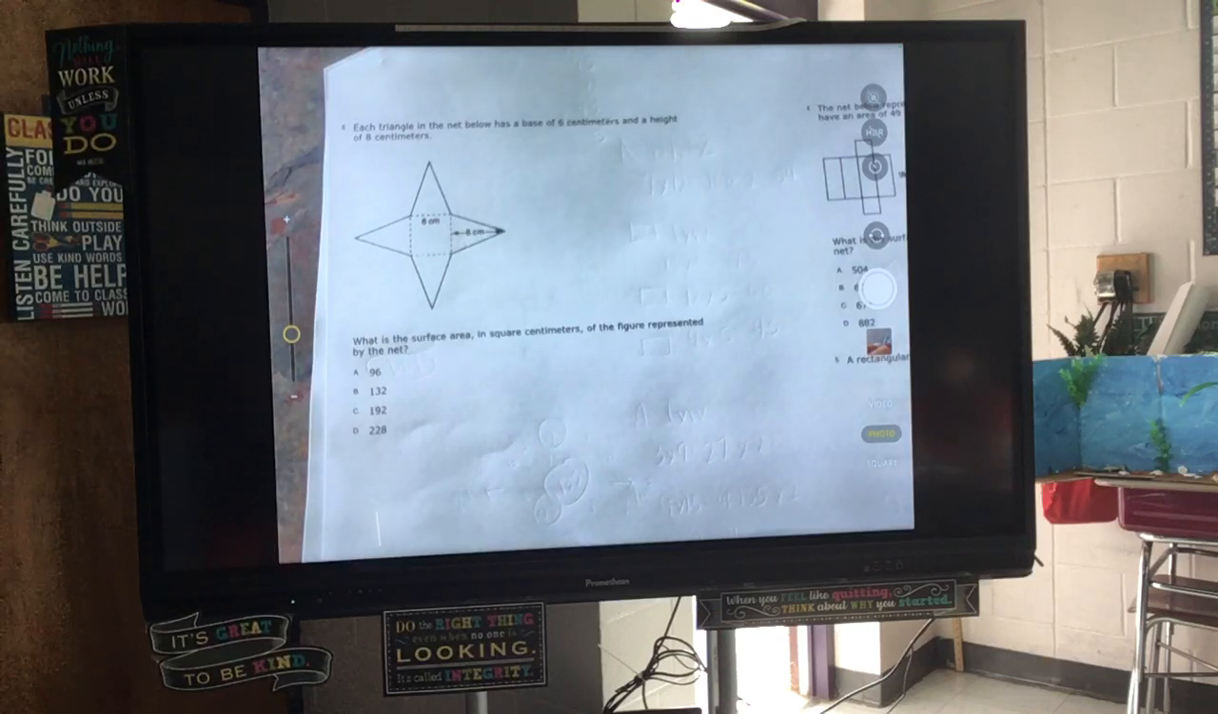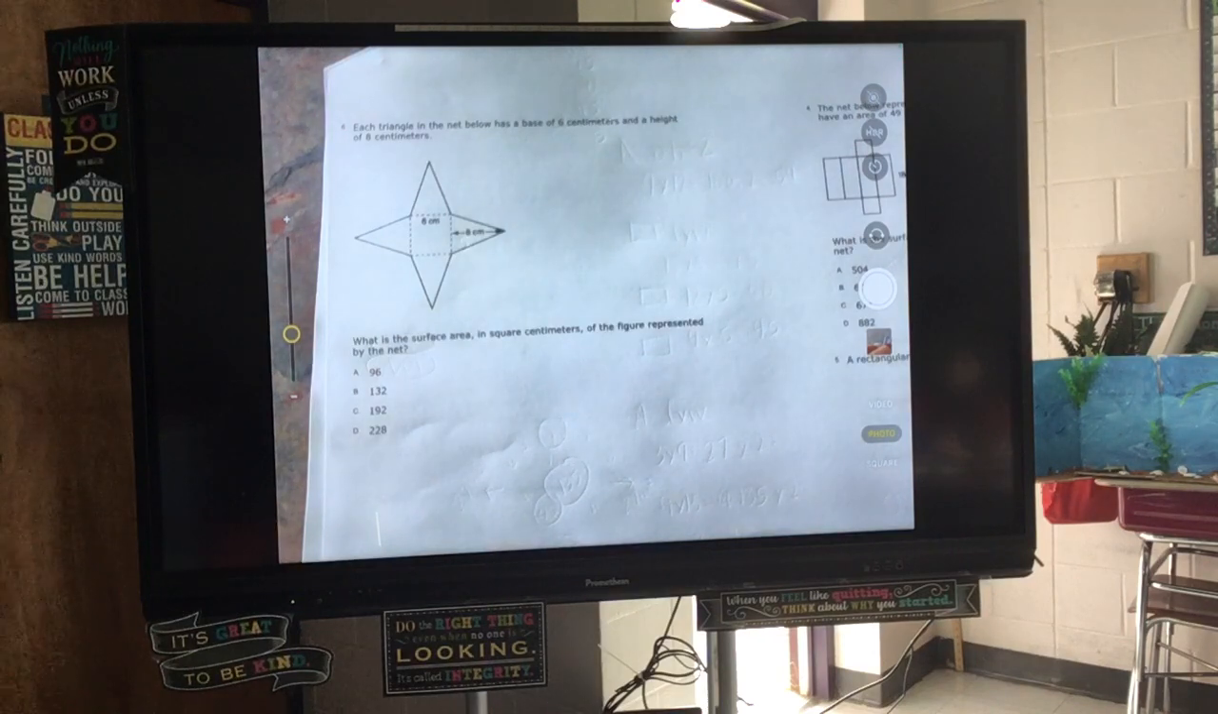Now, pyramids. To me, pyramids are the easiest thing in the world, but for whatever reason, we really struggle with them, and I'm not sure why. So let's go ahead and go over this one. It says each triangle in the net below has a base of 6 centimeters and a height of 8 centimeters. What is the surface area in square centimeters of the figure represented in the net?